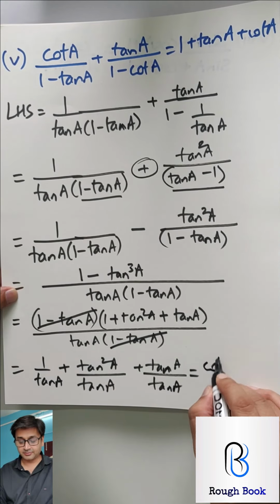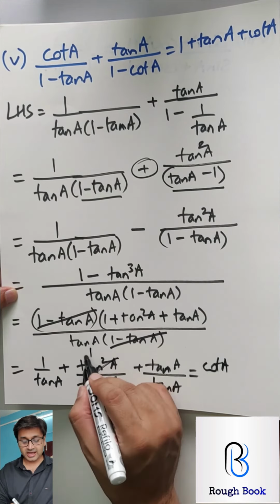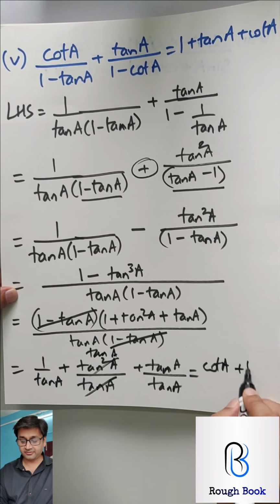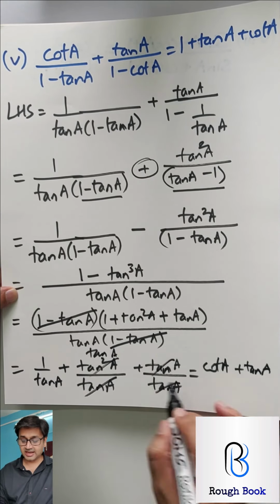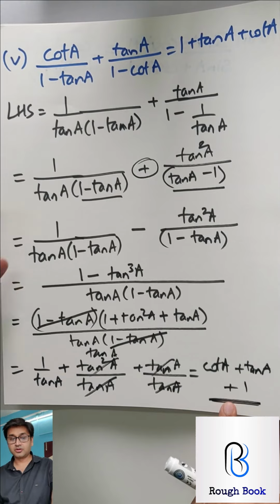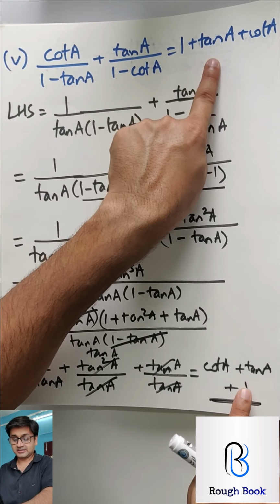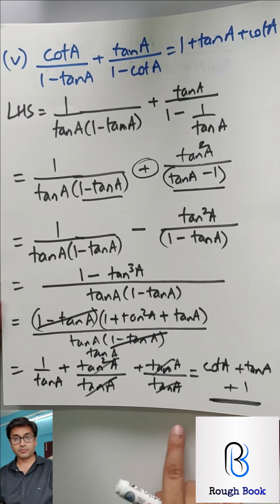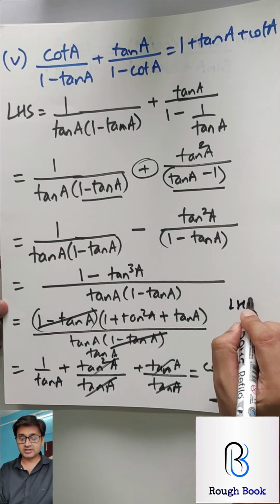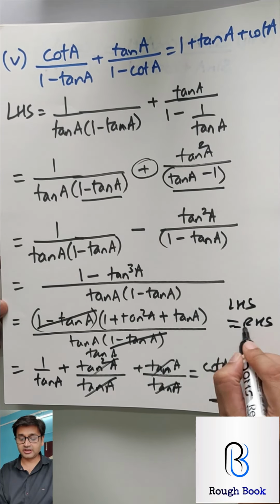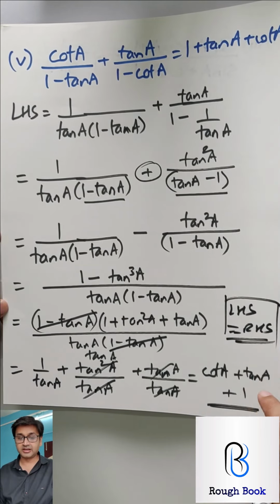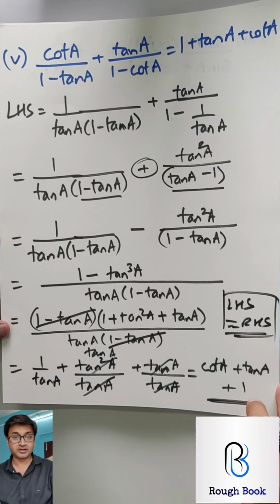1 upon tan A can be written as cot A. Tan A cancels, so 1 tan A is left. This cancels, so plus 1. There you go. 1 plus tan A plus cot A. So arrange it in proper order and then say LHS equals RHS. I didn't have place, so I could not write the final arrangement, but you should write the final arrangement.